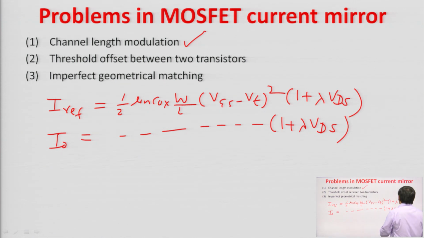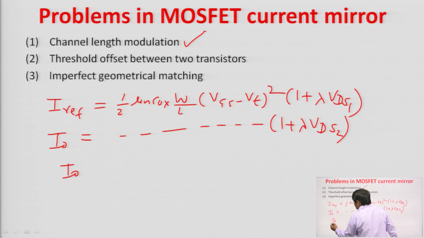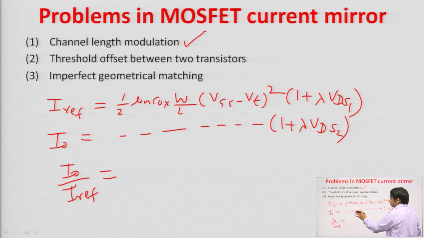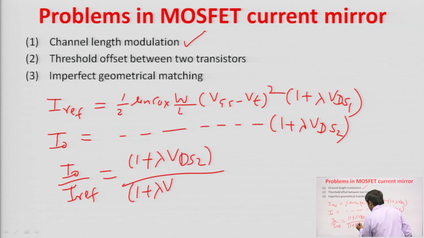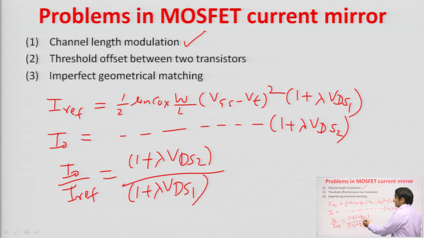So, it means that the VDS of both the transistors Q1 and Q2 should be same. If it is different, let us say for Q1 transistor the VDS is VDS1 and for Q2 transistor it is VDS2, then what will be the relation between output current and input current? If W by L ratio of both the transistors Q1 and Q2 are same, then what equation we will get? It will be (1 plus lambda VDS2) upon (1 plus lambda VDS1), where lambda is the channel length modulation parameter.